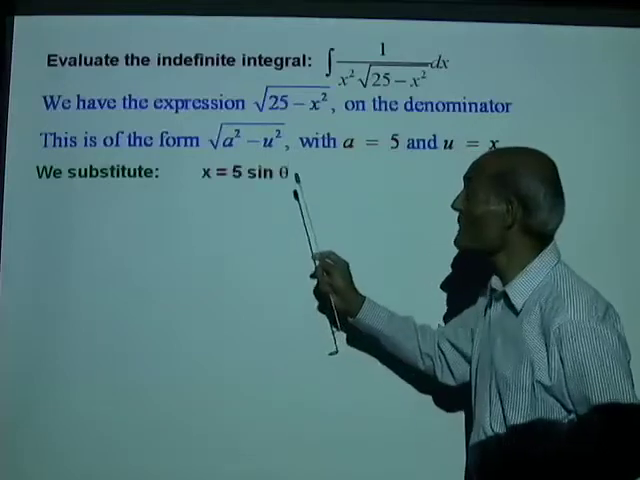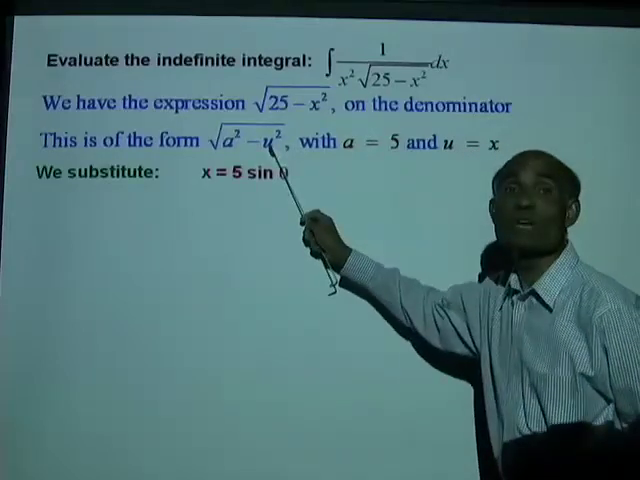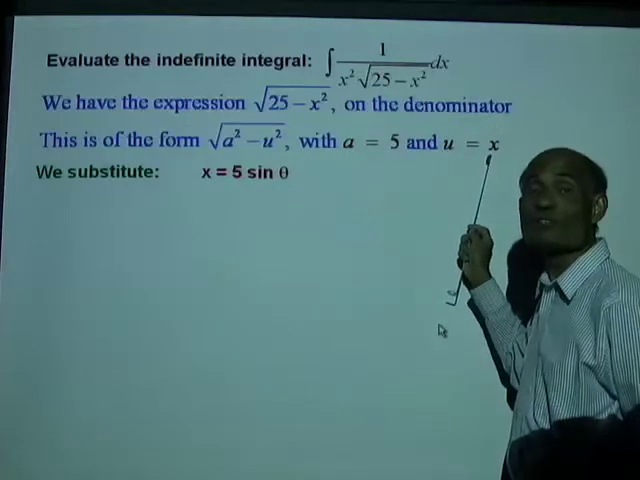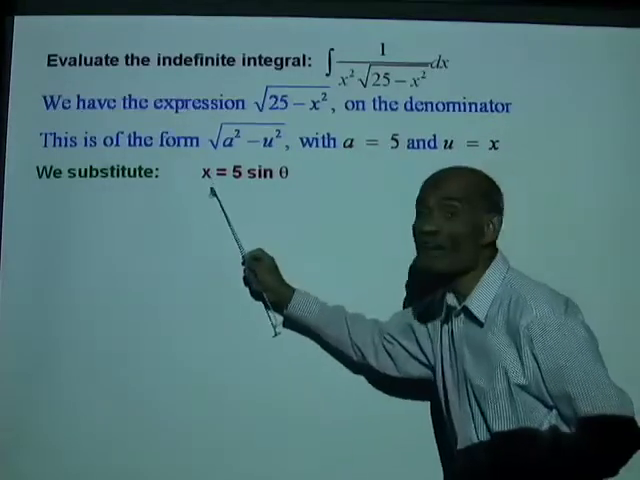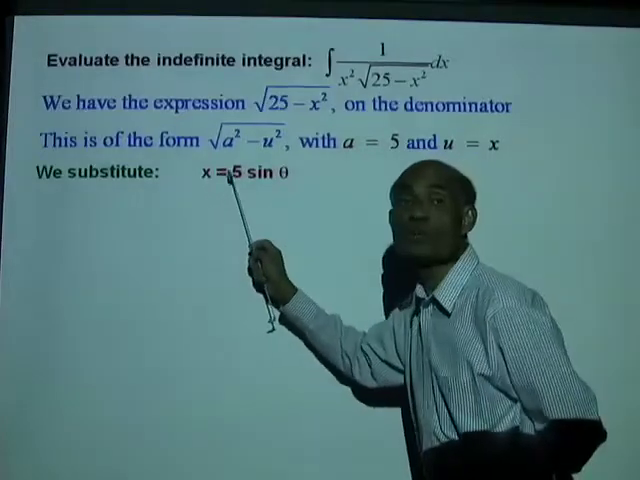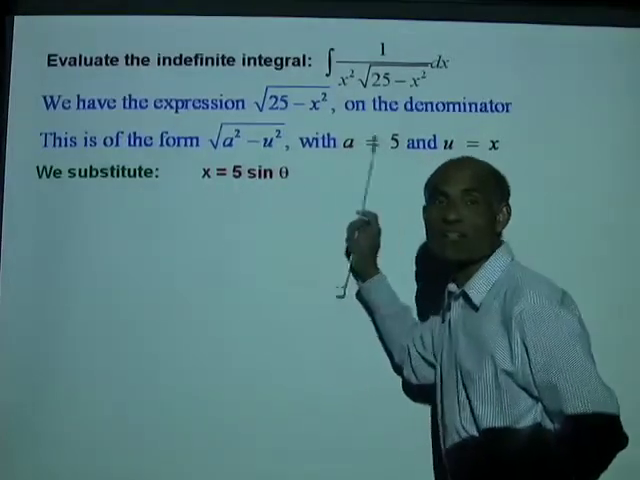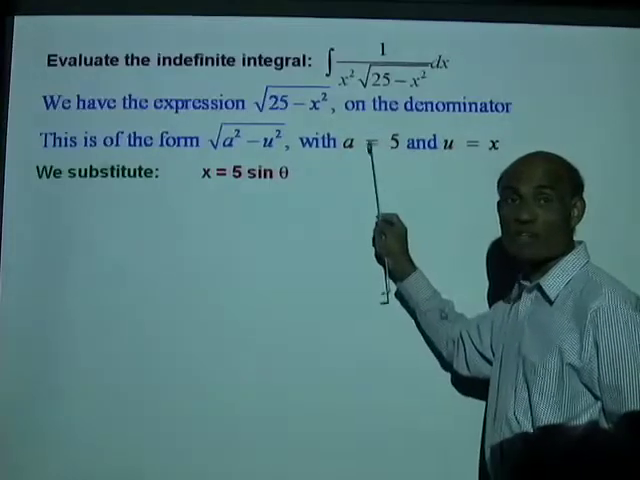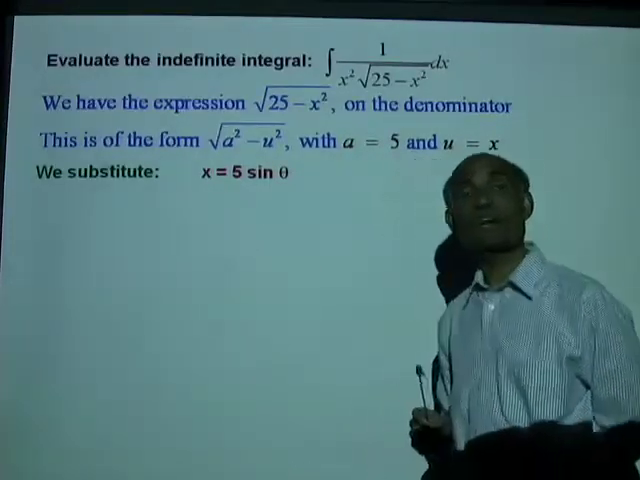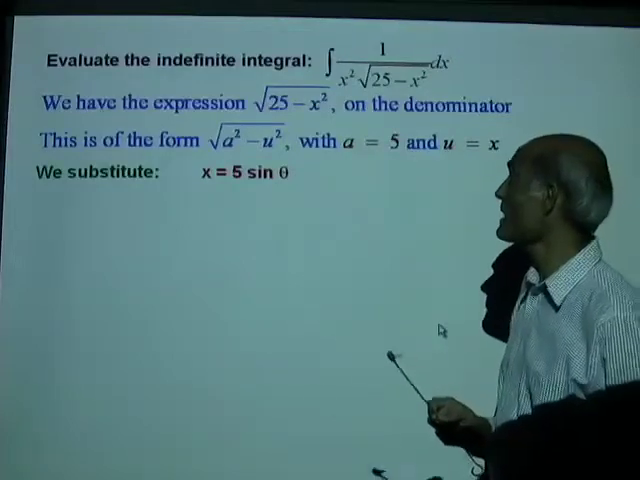Now, therefore, what is our substitution? Our substitution must be u equal to a sine theta, but in our case, u equal to x. So we say x equal to 5 sine theta, u equal to a sine theta. In this case, u equal to x and a equal to 5. So we substitute x equal to 5 sine theta.